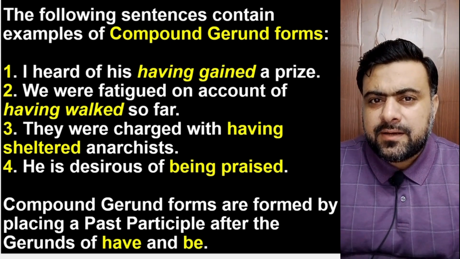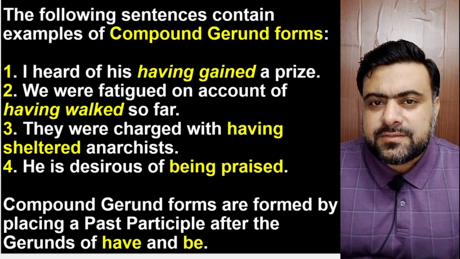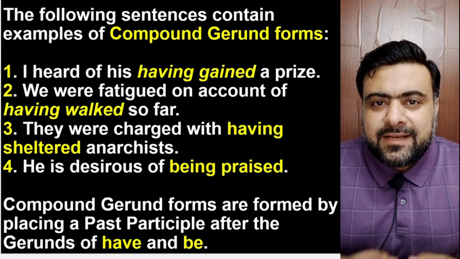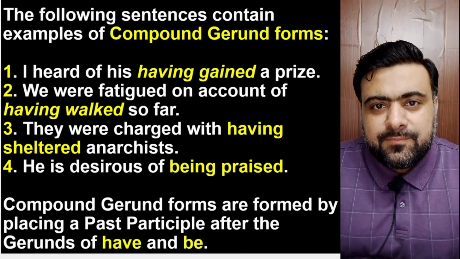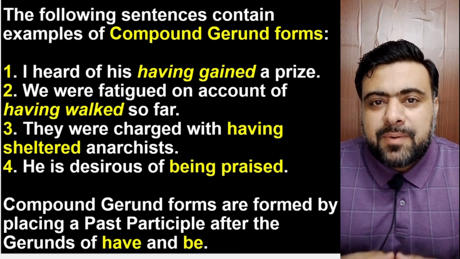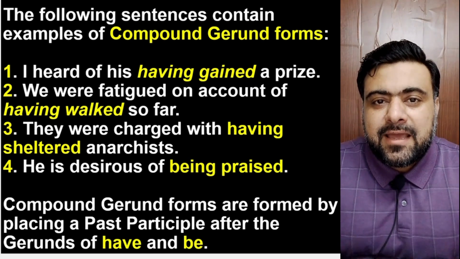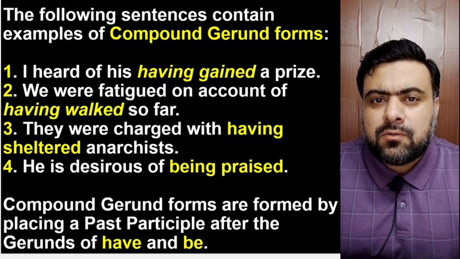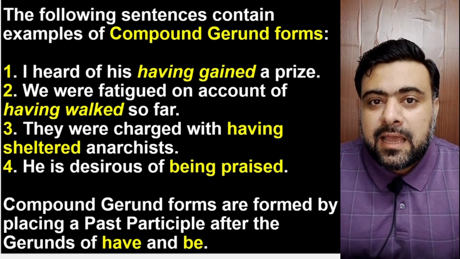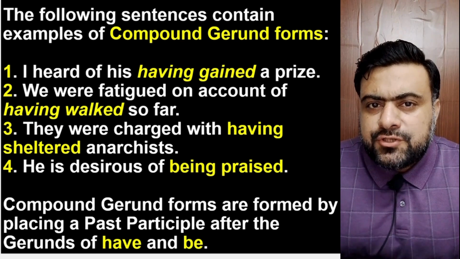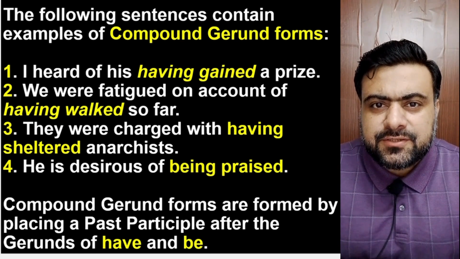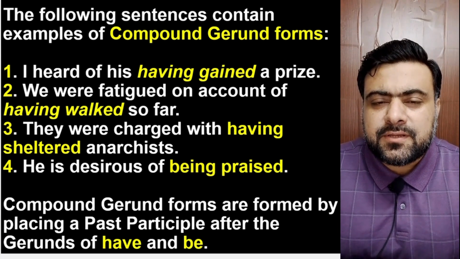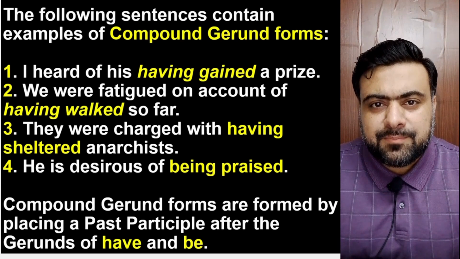For example, I heard of his having gained a prize. Now, having gained is a compound gerund because first it has the gerund of having and then it is followed by the past participle of gained. Having gained is a compound gerund. We were fatigued on account of having walked so far. Having walked. They were charged with having sheltered the anarchists. Having sheltered. He is desirous of being praised. Being praised. A compound gerund.